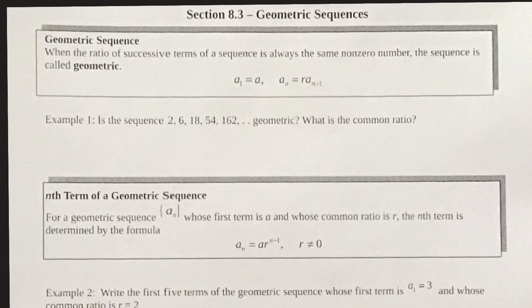Okay, so we define a geometric sequence as one where we have a ratio, a common multiplier of successive terms, that is always the same non-zero number. Of course, multiplying by 0 is just a bunch of zeros. That's a ridiculous sequence. That could be anything. But it's found by simply multiplying every previous term times a number.